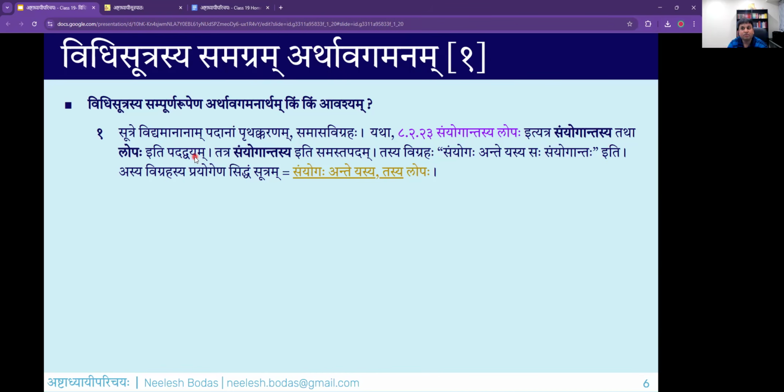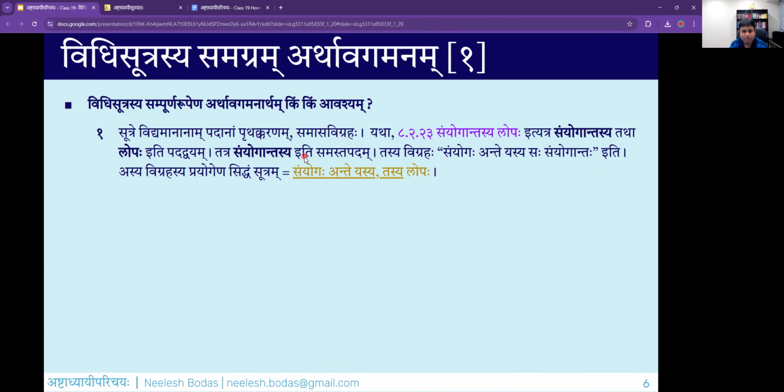Now, is any of them samasta pada? So obviously sanyogantasya. So it has a pratipadika called sanyoganta, which is a samasta pada. It can be broken down further. So संयोगान्तस्य इति समस्तपदं तत्र प्रातिपदिकं संयोगान्त तस्य विग्रहः कः संयोगः अन्ते यस्य सः संयोगान्तः. Now you can also say संयोगान्तस्य लोपः इत्युक्ते संयोगस्य अन्तः संयोगान्तः.